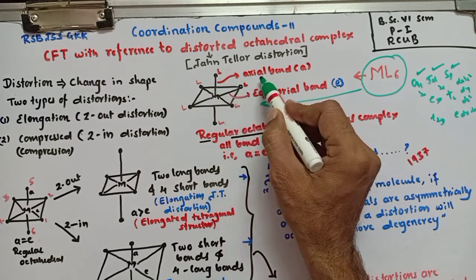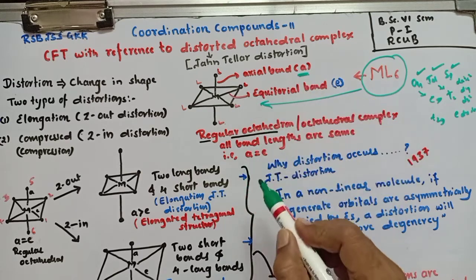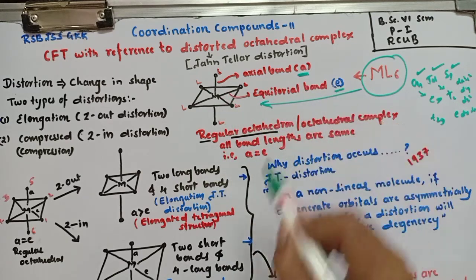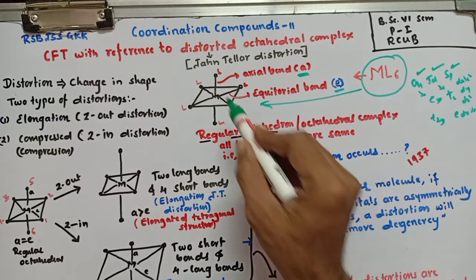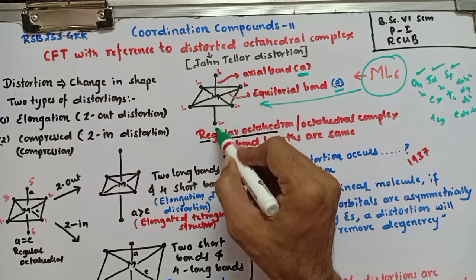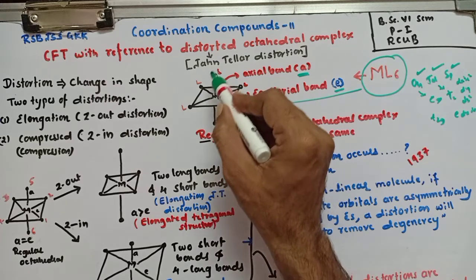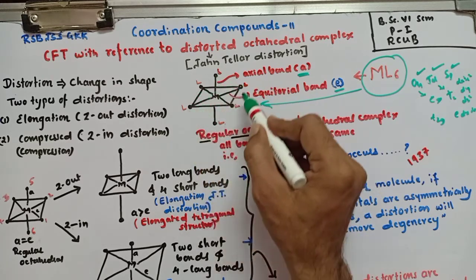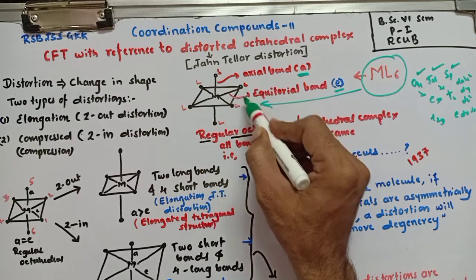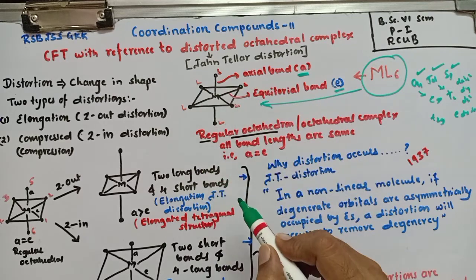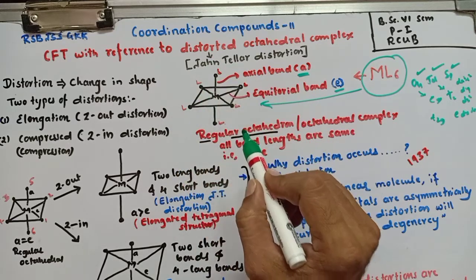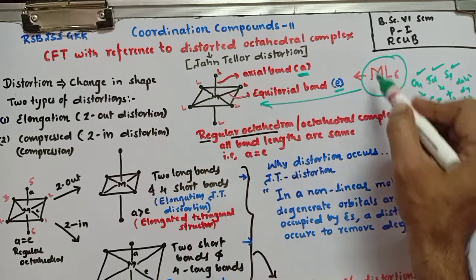One is the axial bond, which can be denoted as A, and another one is the equatorial bond, which is denoted by E. The ligands associated with axial bonds are generally considered as axial ligands, whereas the ligands associated with equatorial bonds are known as equatorial ligands. Now, this is the octahedral structure of ML6, the hypothetical molecule.